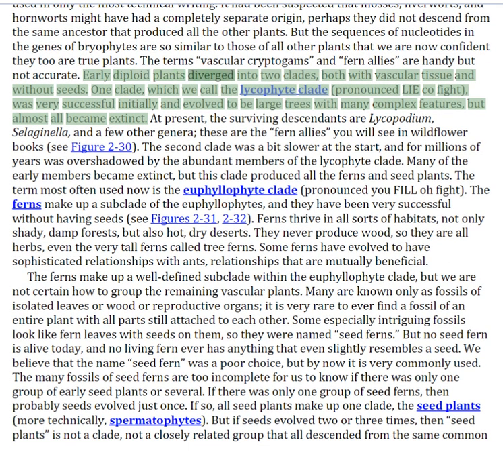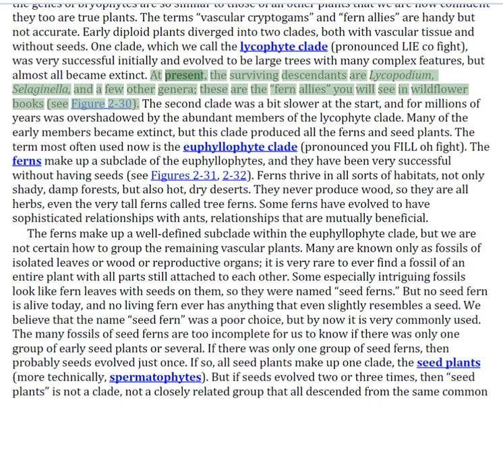Early diploid plants diverged into two clades, both with vascular tissue and without seeds. One clade, which we call the Lycophyte Clade, was very successful initially and evolved to be large trees with many complex features, but almost all became extinct. At present, the surviving descendants are Lycopodium, Selaginella, and a few other genera. These are the fern allies you will see in wildflower books.